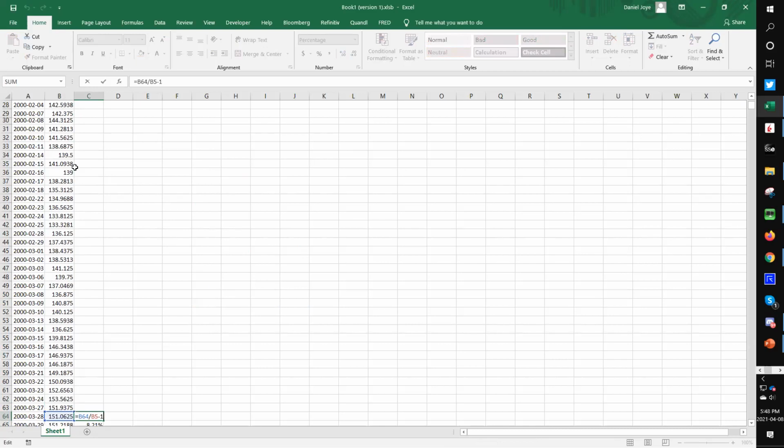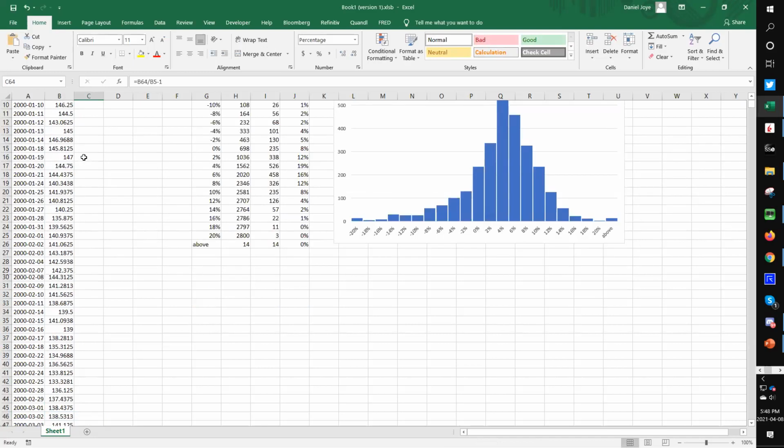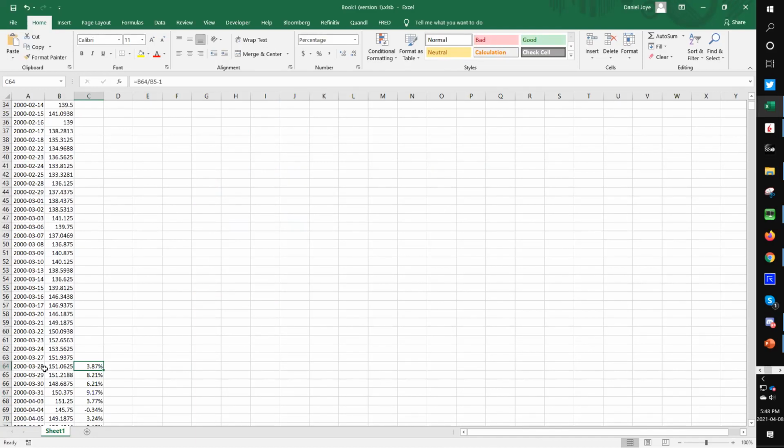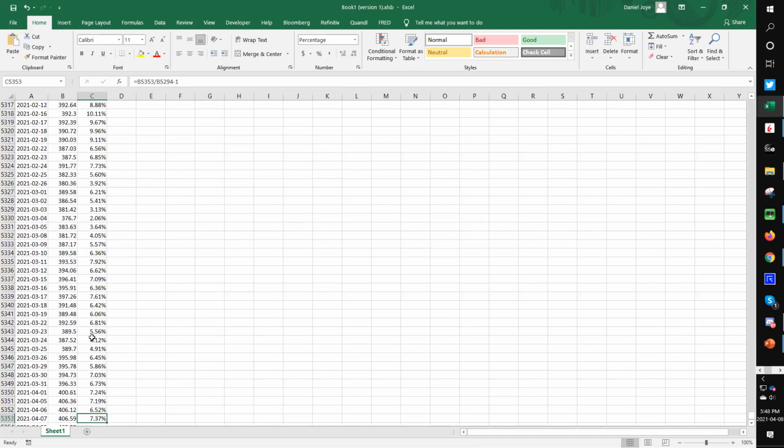And to calculate the return, all you do is take the price now, divide it by the price at the beginning of those 60 days, and subtract 1. It gives you a percent. It basically says that from the 3rd of January 2000 to the 28th of March 2000, there was about a 3.8% increase in the S&P 500. Okay, and I'm going to do that for all the numbers until 2021, until today.